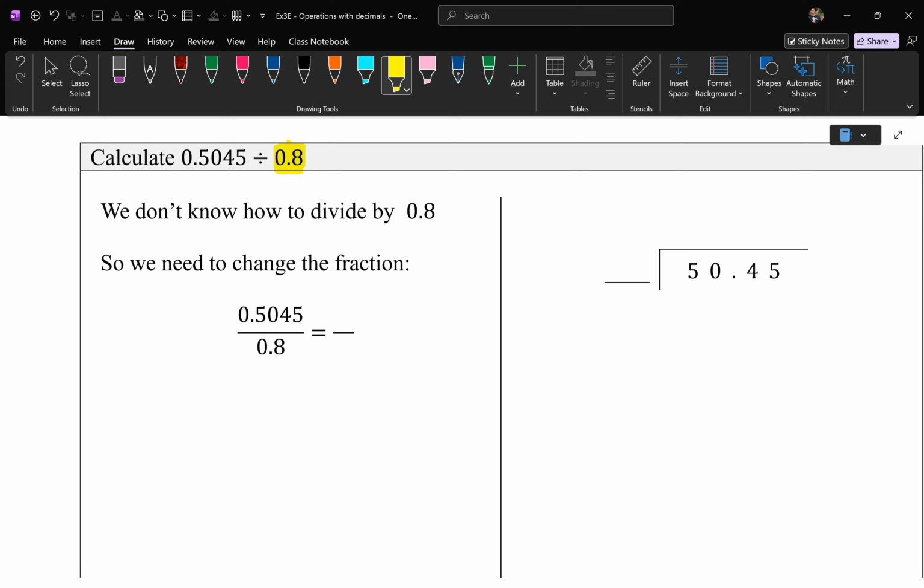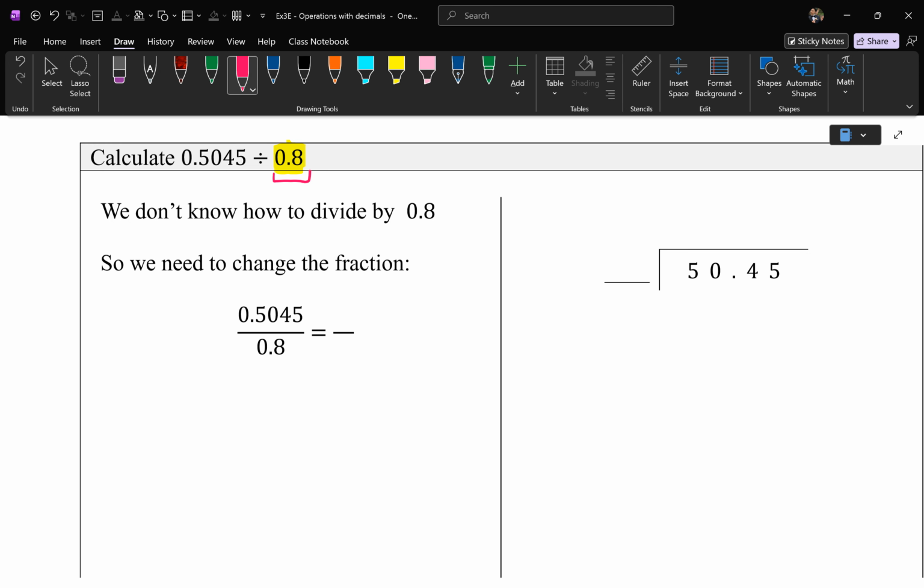What's the problem with division? We don't know how to divide by 0.8. 0.8 is too hard. It's a decimal. We didn't learn decimals. We learnt multiples of whole numbers. So this 0.8 is a problem. Because it's a problem, we're going to convert it.